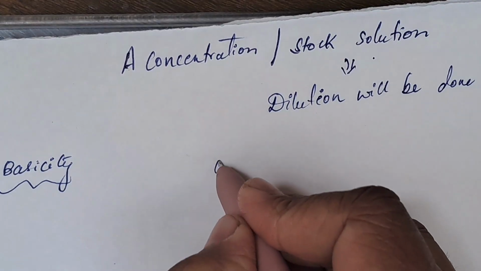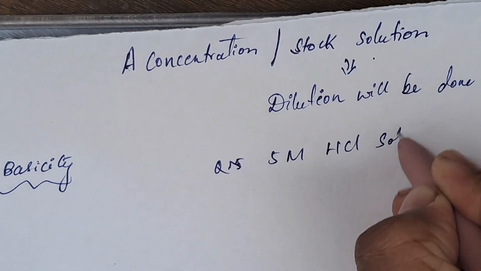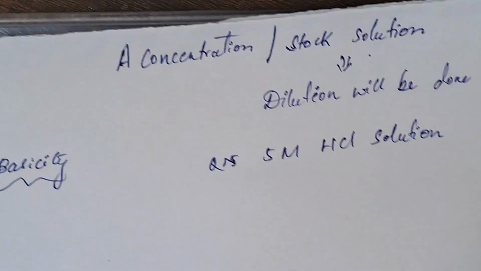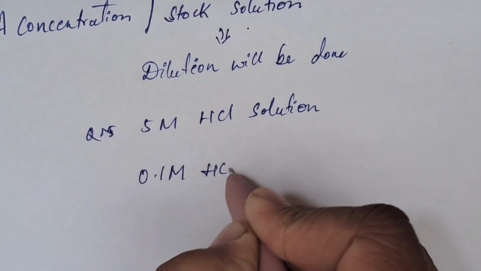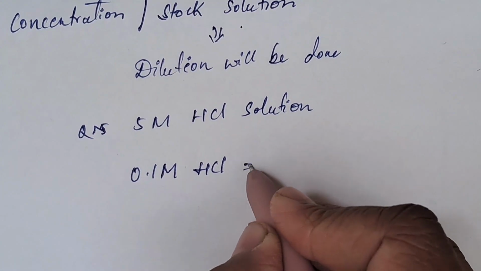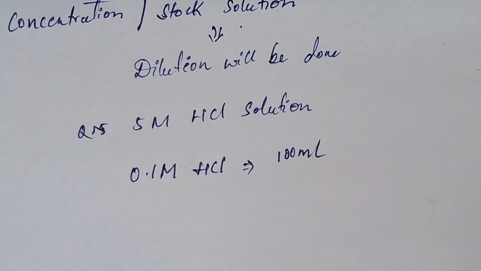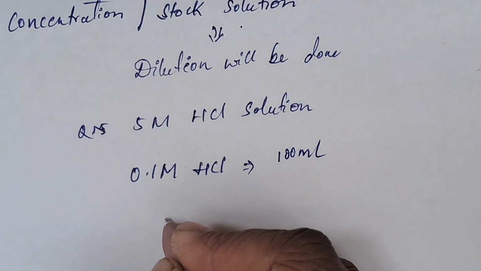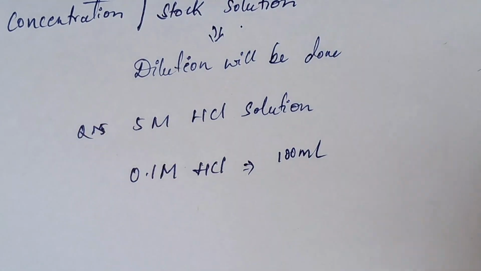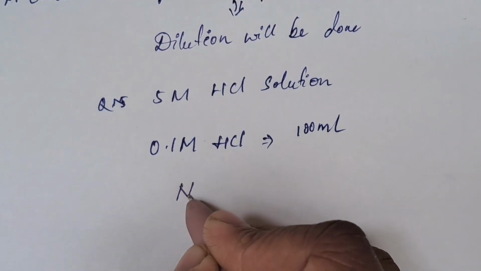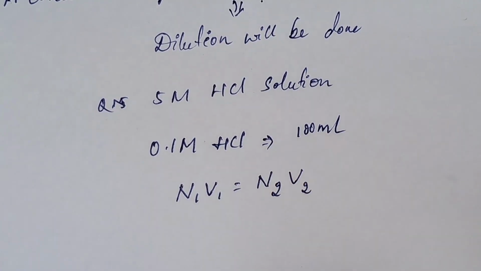Say for example, I have a 5 molar HCl solution. This is the stock solution or concentrated solution. I have to prepare 0.1 molar HCl solution. How much do I need? Say for example 100 ml. How much will you take? How do you do this? For that we make use of a formula which relates the concentration and volume of one solution with the concentration and volume of the other. That is called the normality equation. That is, N1V1 is equal to N2V2.